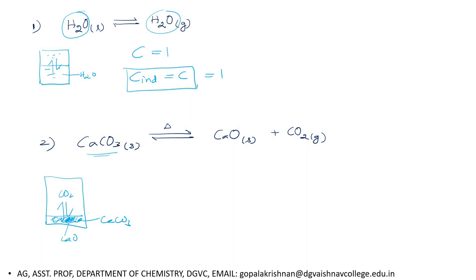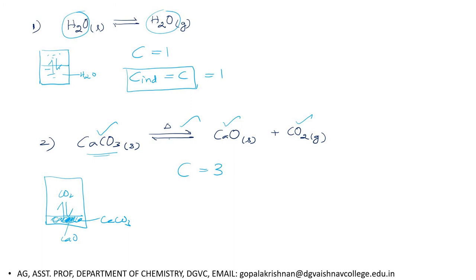Now how do we find the number of independent chemical constituents present in the system? We have an equilibrium here. What is the total number of constituents present? The total number of chemical constituents is 1 calcium carbonate, 1 calcium oxide, 1 carbon dioxide. So the total number of chemical constituents actually present is 3.